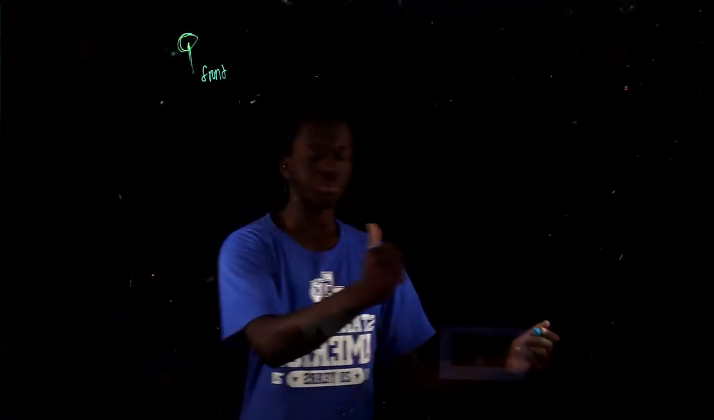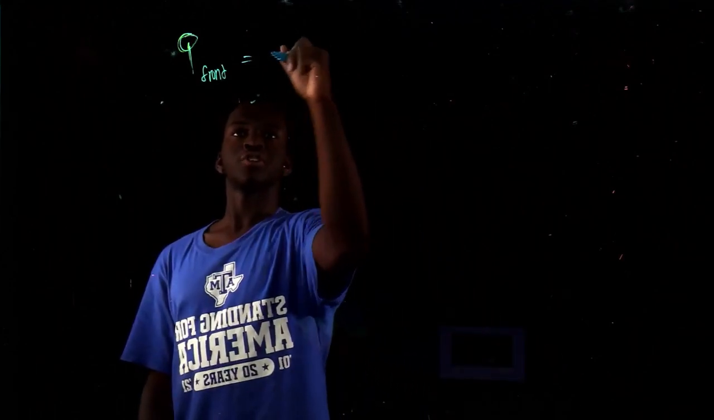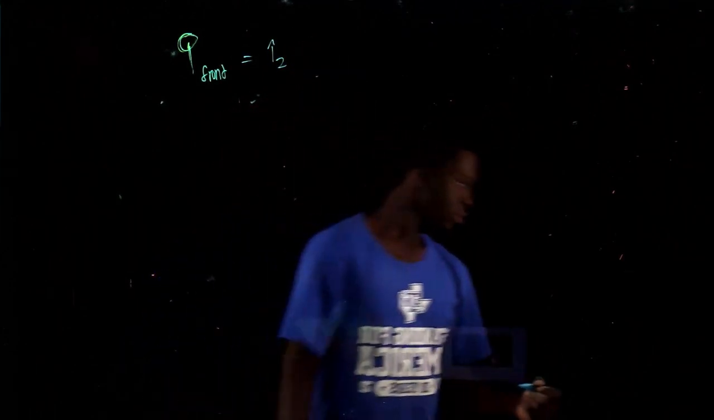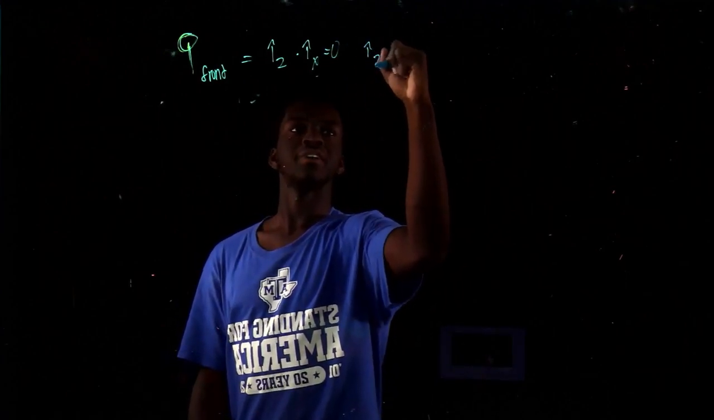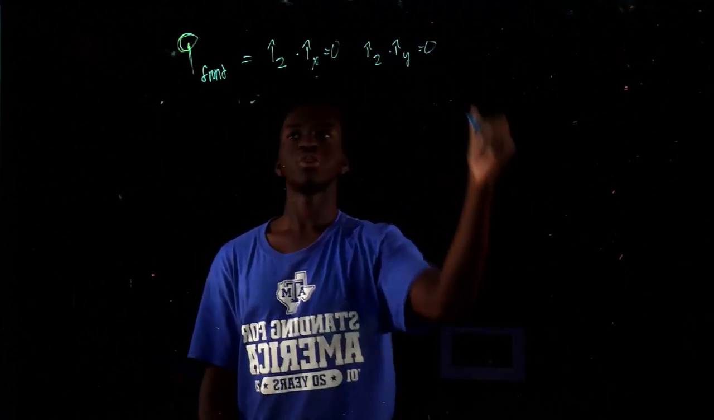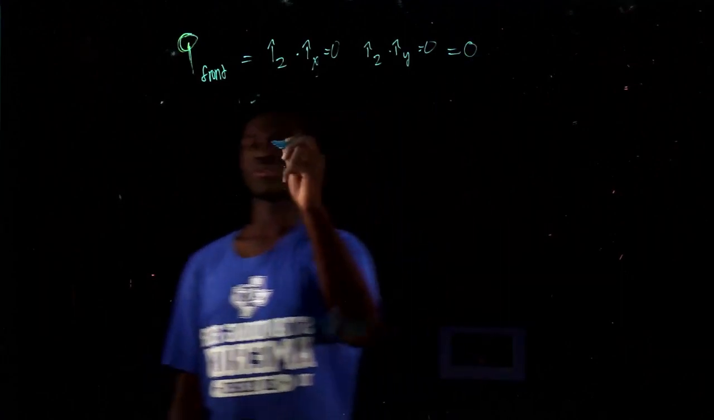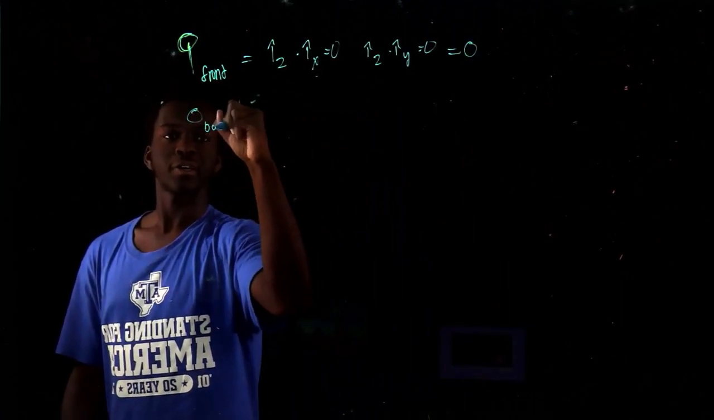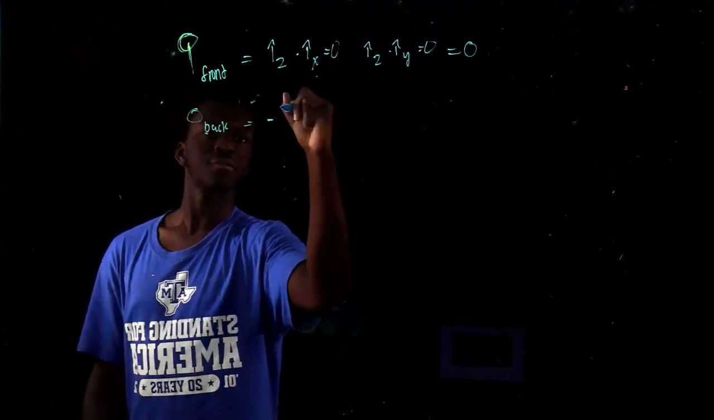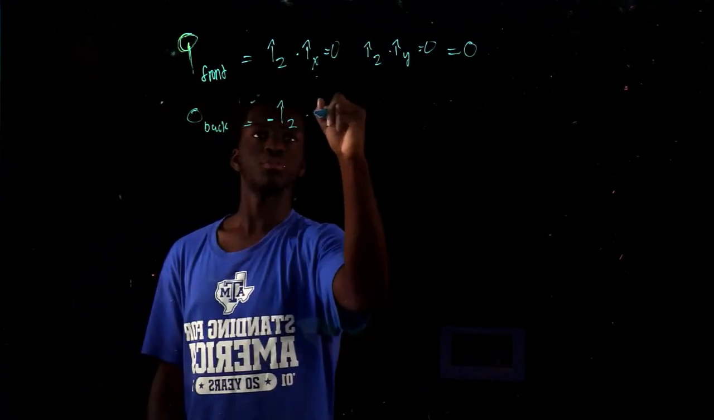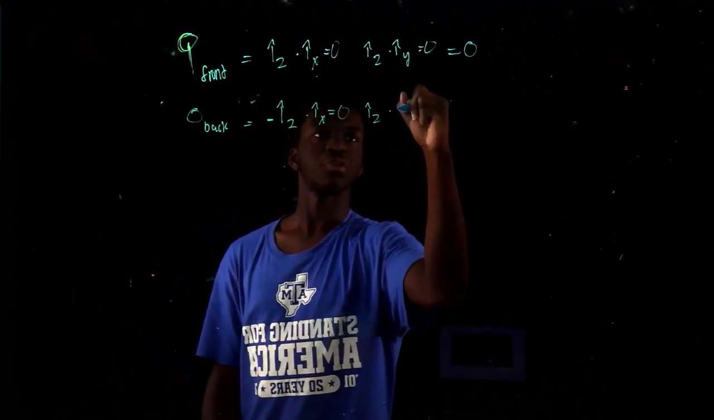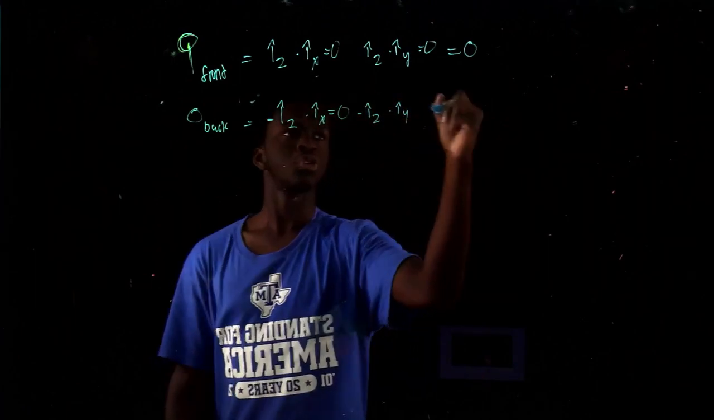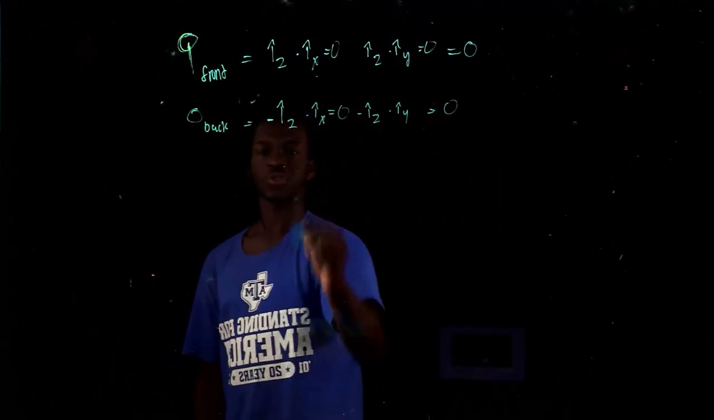We know it's coming perpendicular, so the front is going to have an IZ direction, and we don't have any IZ. IZ dot IX is equal to zero, and IZ dot IY is equal to zero. So the flux is equal to zero for the front. Now we're going to do the back. It's going in the negative IZ direction, so when you take the dot product with IX, it's also zero, and with IY, it's also going to be zero. So that's the flux for the back.